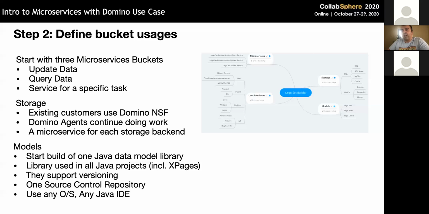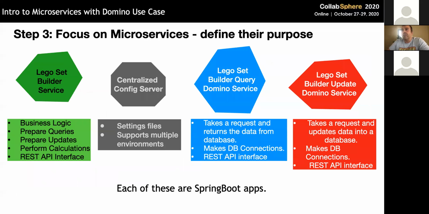You want to extract that into a programming language like Java that's compiled and has quality checks. So we'll see what that means with the quality later. It supports versioning, source control, use any OS, use any IDE. So like I said, focus on your microservices first, provide these endpoints.